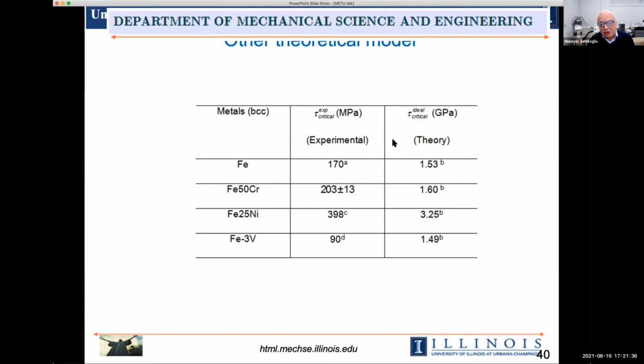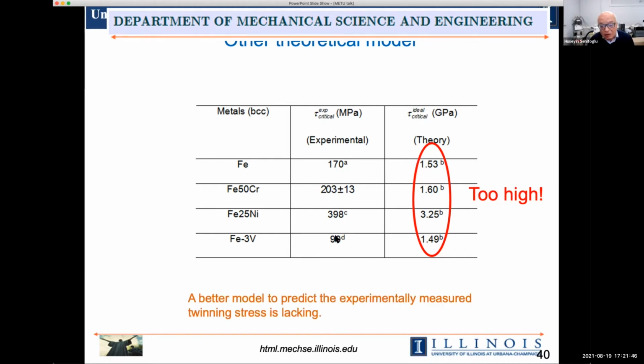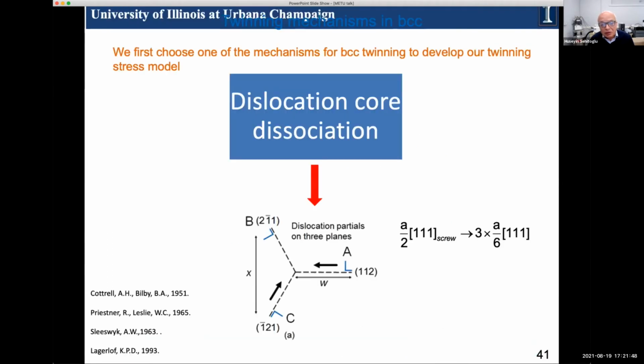And we did predict. These are ideal values, too high, of course, but experimental values for iron chromium, these are all BCC. A better model is needed.